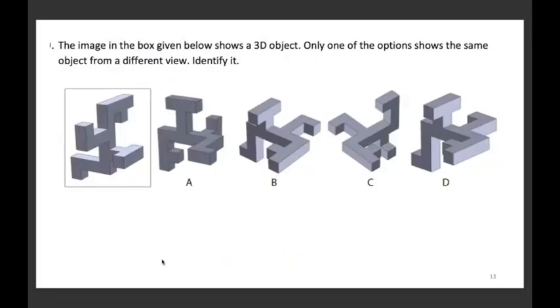The image in the box given below shows a 3D object. Only one of the options shows the same object from a different view. You have to identify that option. You're given here a form. You have to identify which of the options is a rotated version of it.